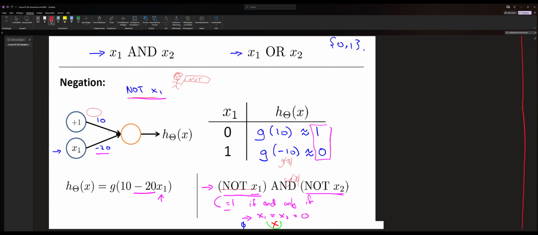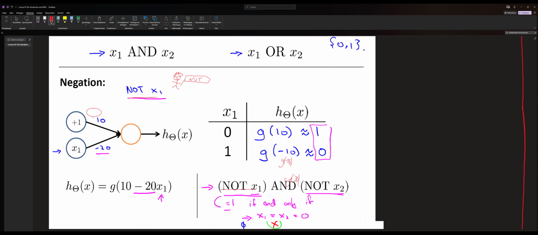So what we're going to do is we start out with the basic value of 10 that says if x1 is 0, right? Then we have g of 10, which is positive. Now, if it's not true, it's true because g of 10 is 1. And on the other hand, if this is 1, so if it's true, we want it to be a negative value.